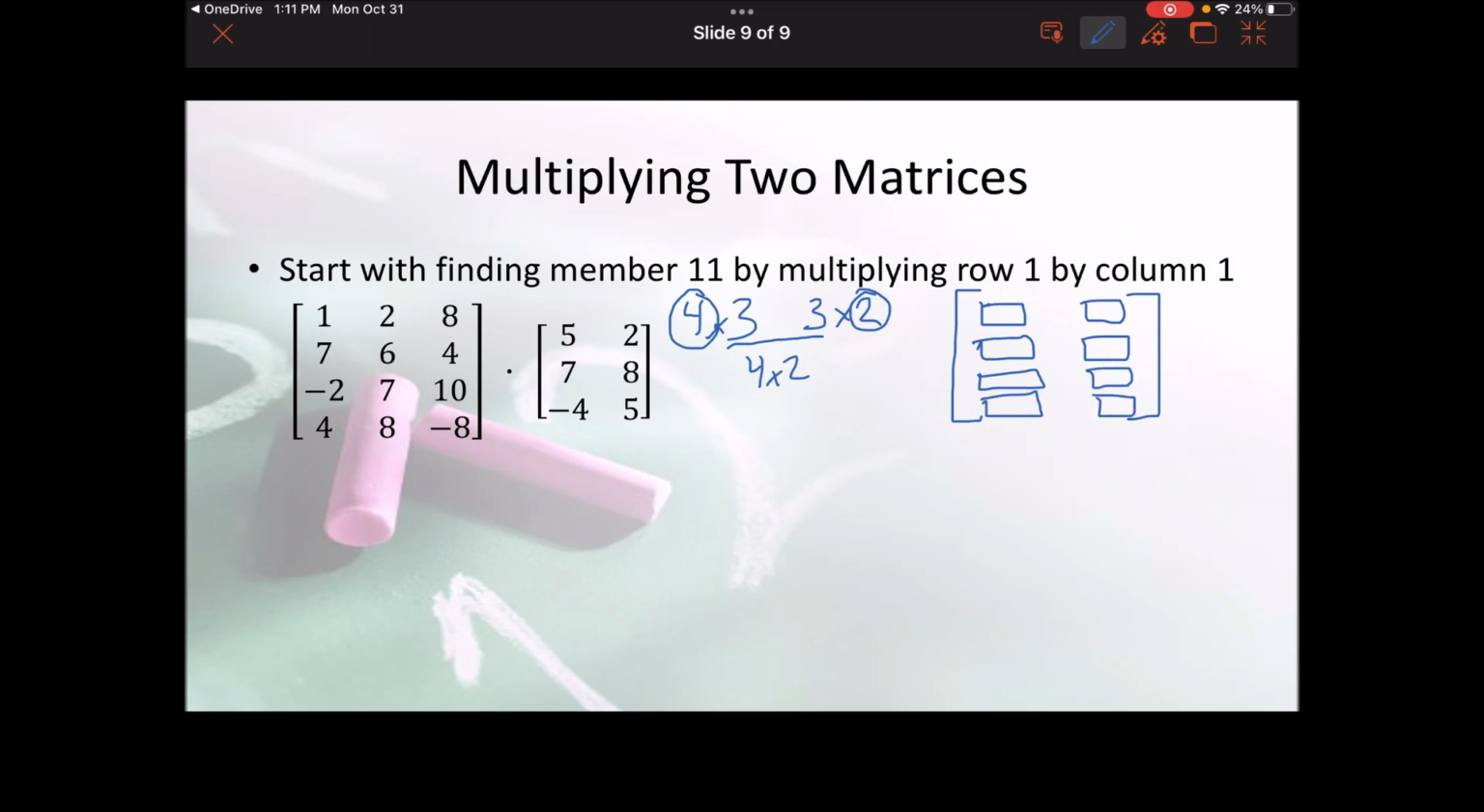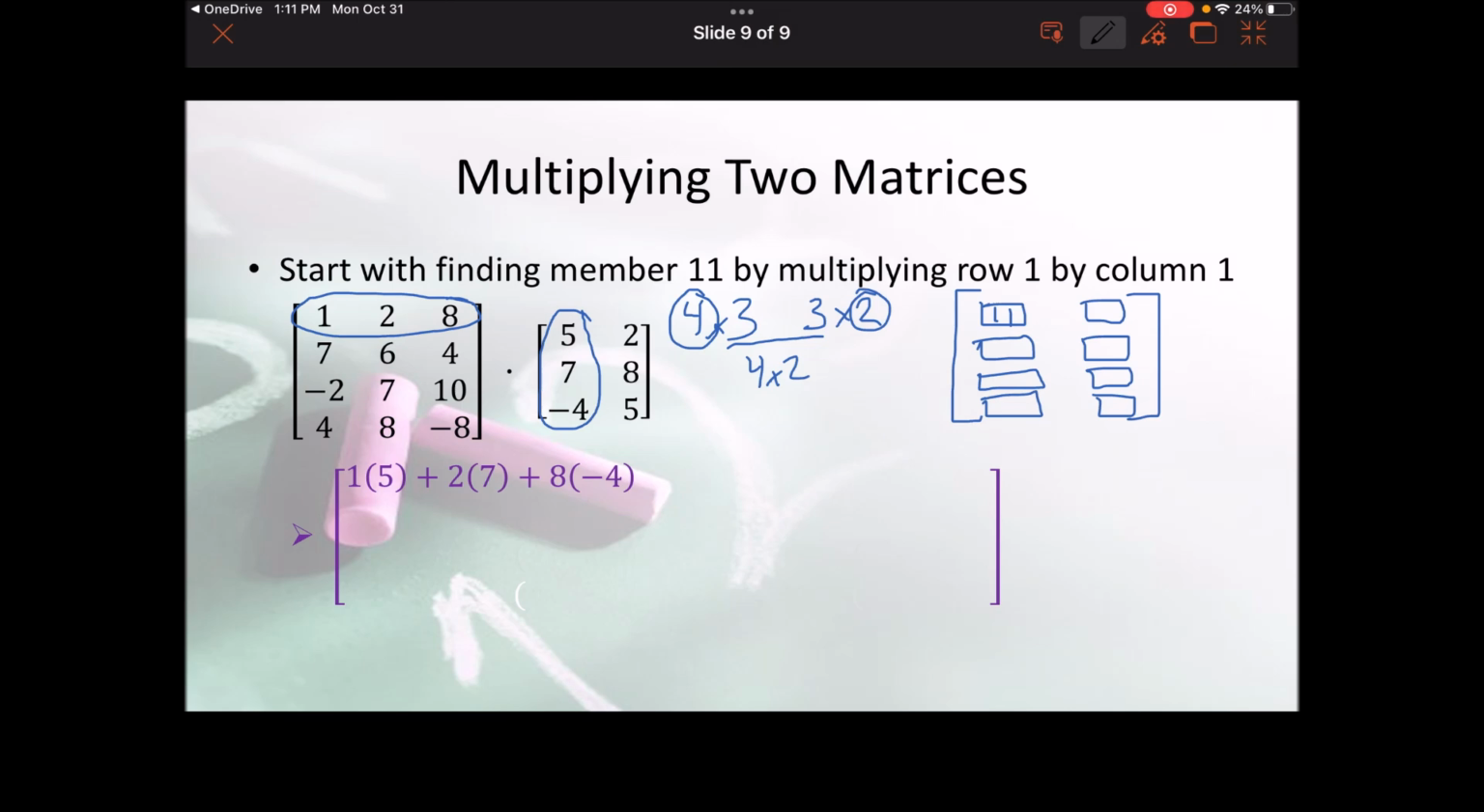My first element, element 1, 1, that first piece tells me what row to use, so I need to use the first row. And then the second part of my element tells me what column to multiply by, so it's the first column. So 1, 1. When I do that multiplication, I get 1 times 5, 2 times 7, 8 times negative 4.